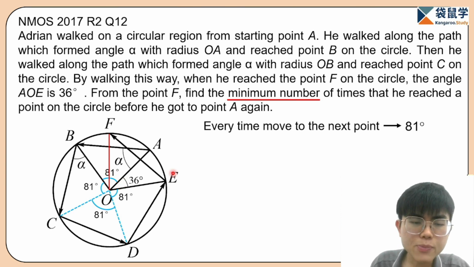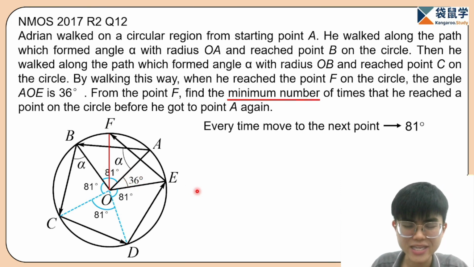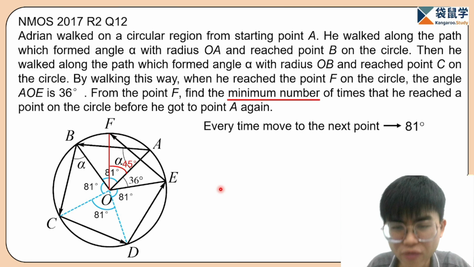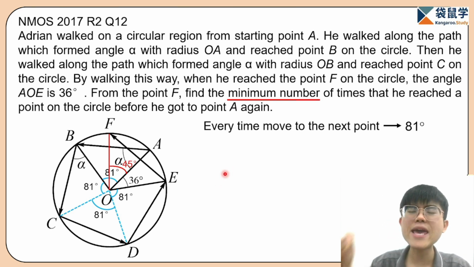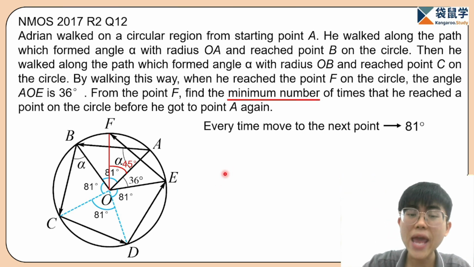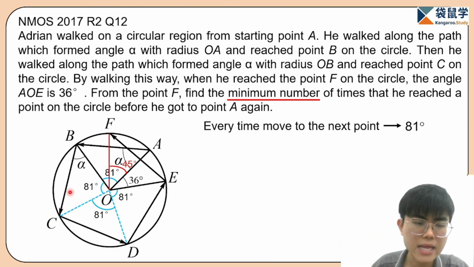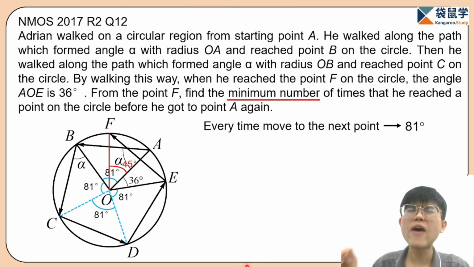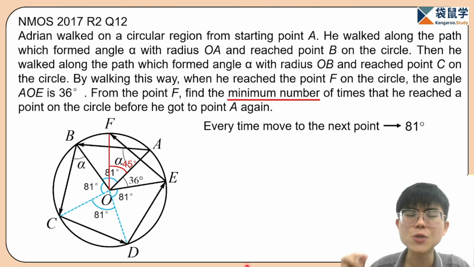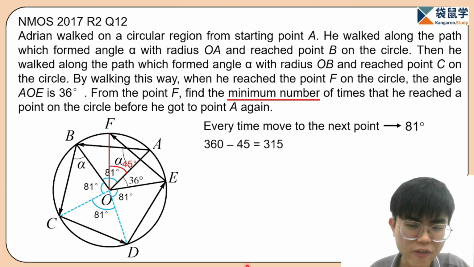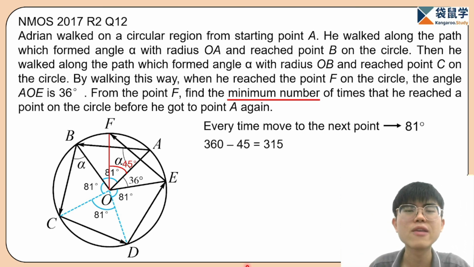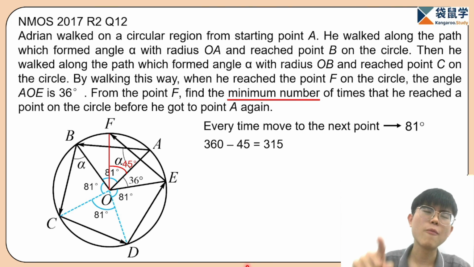Everyone, because from point E to point F, this will also be 81 degrees. Therefore, we minus 36, it is just equal to 45. So you know that when the agent moves from point F to point A, it must go anti-clockwise, like this. So to find out the degree, it will just be equal to 360 minus 45, which is 315, for the agent to move from point F all the way to point A.